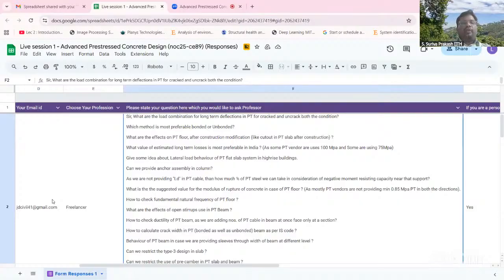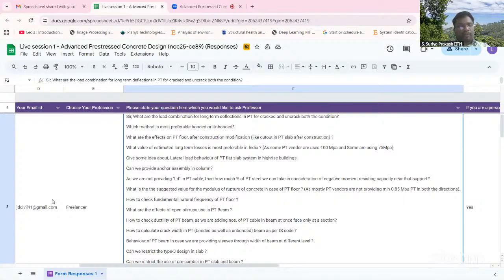Okay. So now, what are the effects of PT floor after construction modification? Oh, this is a very good question. Like a cutout in a PT slab after construction. This is exactly what I was telling. If you have a bonded system, even if you make a cutout, the beneficial effects of pre-stress are not going to be lost. Of course, when you make a cutout, you have to ensure overall structural integrity, right? So you don't want to put a cutout casually.